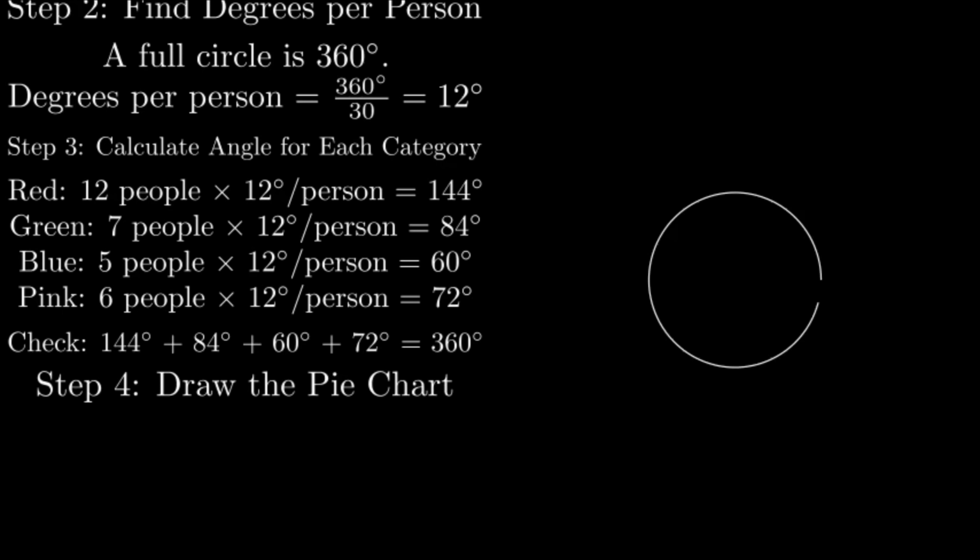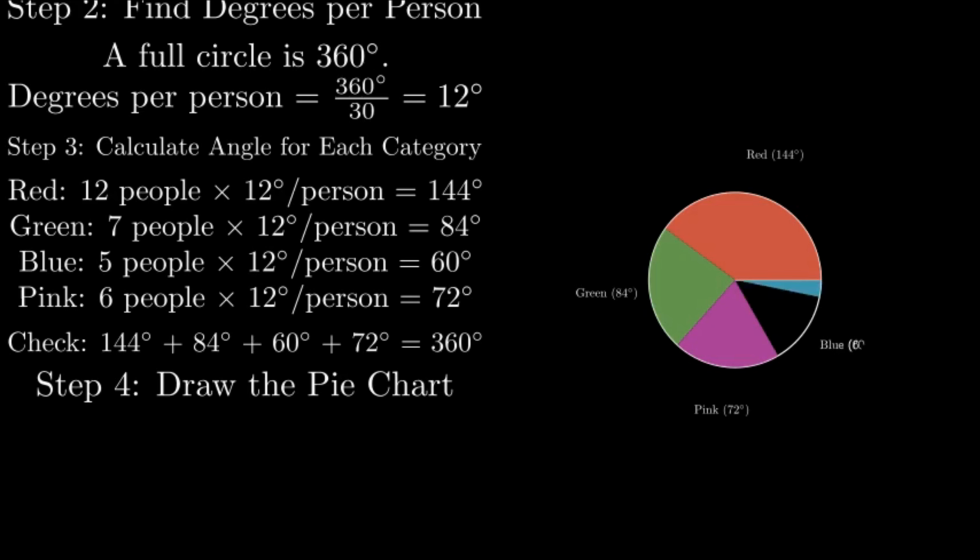Finally, we can draw the pie chart. We start with a circle, draw a radius, and then use a protractor to measure and draw each angle. We label each sector with a corresponding color. The result is a clear visual representation of the proportion of students who prefer each color. So, we have successfully created a pie chart by calculating the total frequency, finding the degrees per unit, determining the angle for each category, and then drawing and labeling the chart.